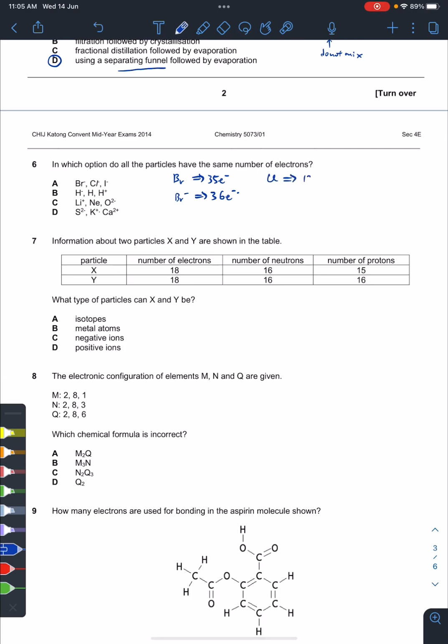Chlorine has 17 electrons. Chlorine minus has 18 electrons. At this point, you don't need to continue option A because they are different. They're looking for same, so don't waste time and do all three. So that's how it works.